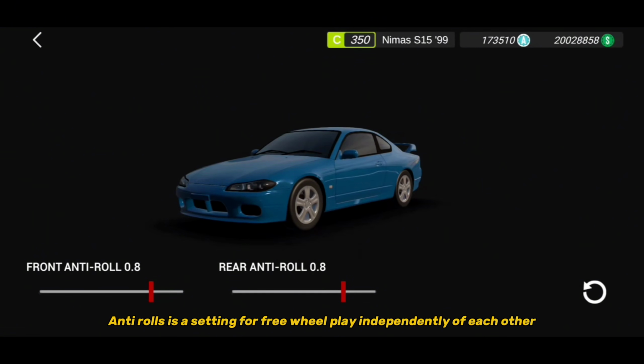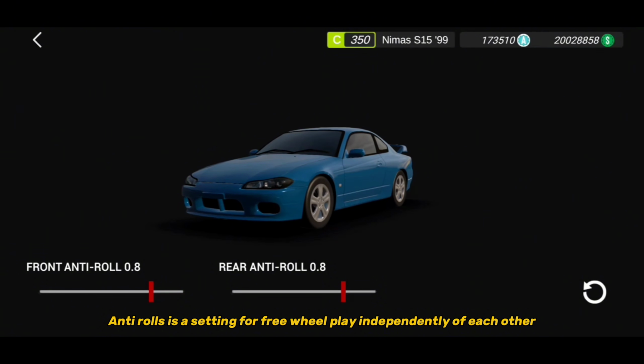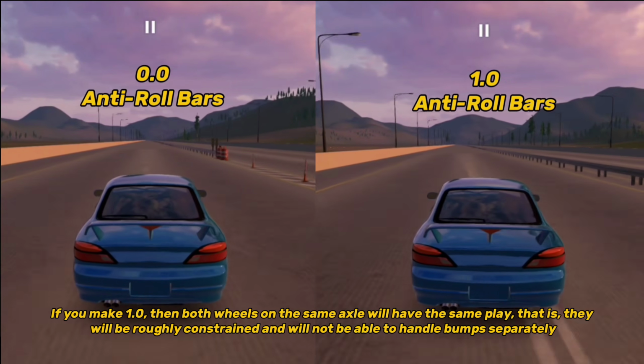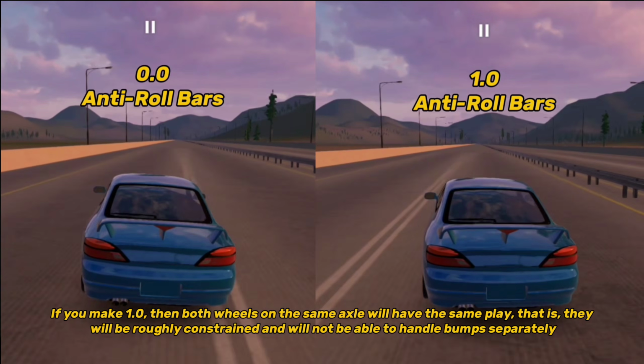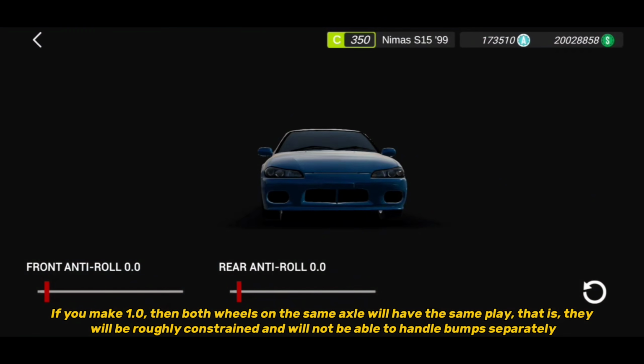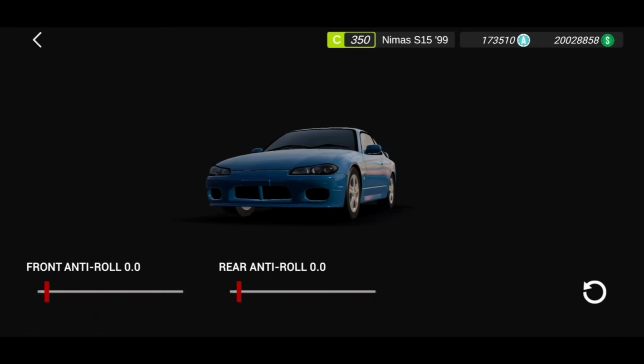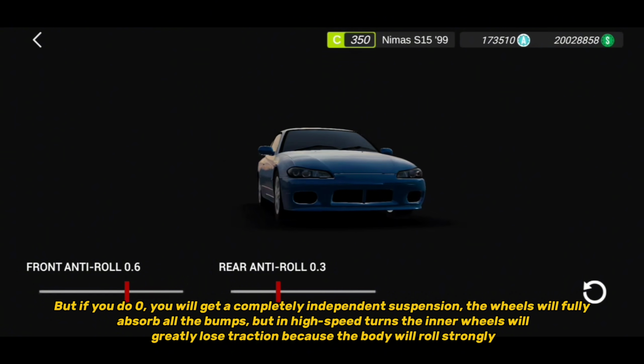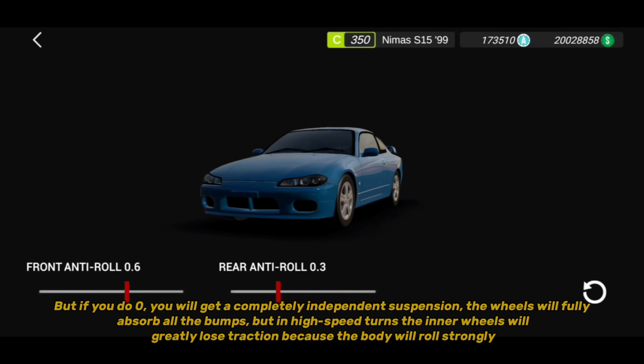Anti-rolls is a setting for freewheel play independently of each other. If you make 1.0, then both wheels on the same axle will have the same play. That is, they will be roughly constrained and will not be able to handle bumps separately. But if you do 0, you will get a completely independent suspension. The wheels will fully absorb all the bumps, but in high-speed turns, the inner wheels will greatly lose traction because the body will roll strongly.